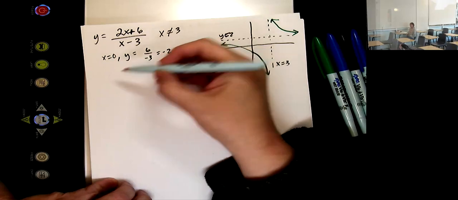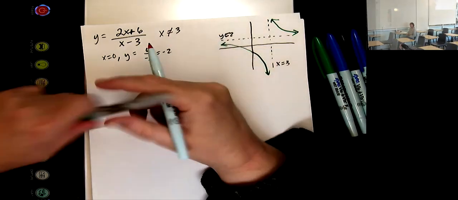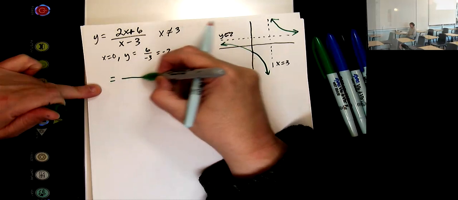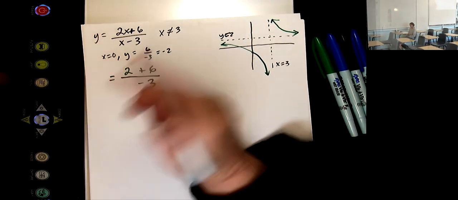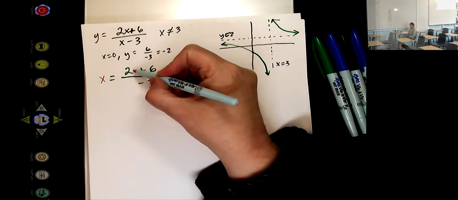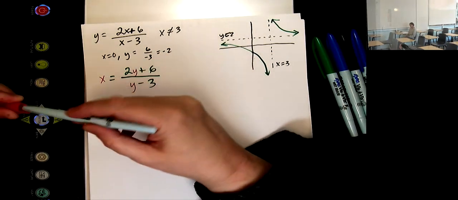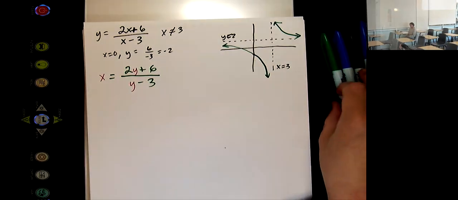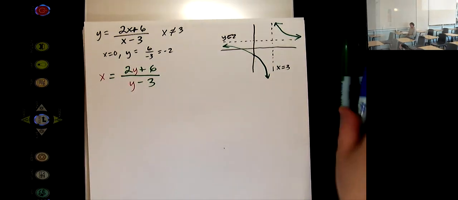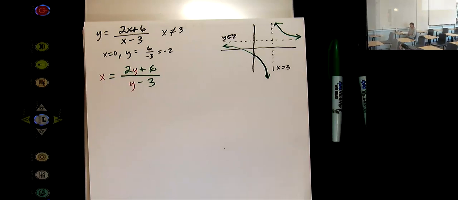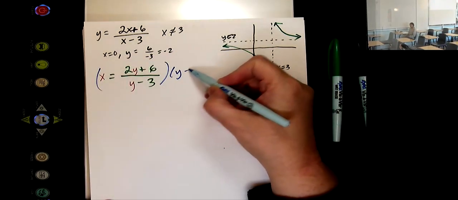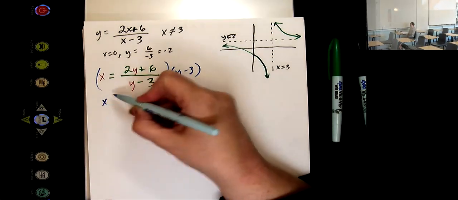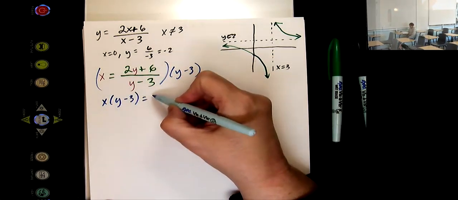We swap them, right? Put my x over here and these become y's. What's the go-to choice here? Get rid of the fraction, right? Multiply both sides by y minus 3, and we get x times y minus 3 equals 2y plus 6.